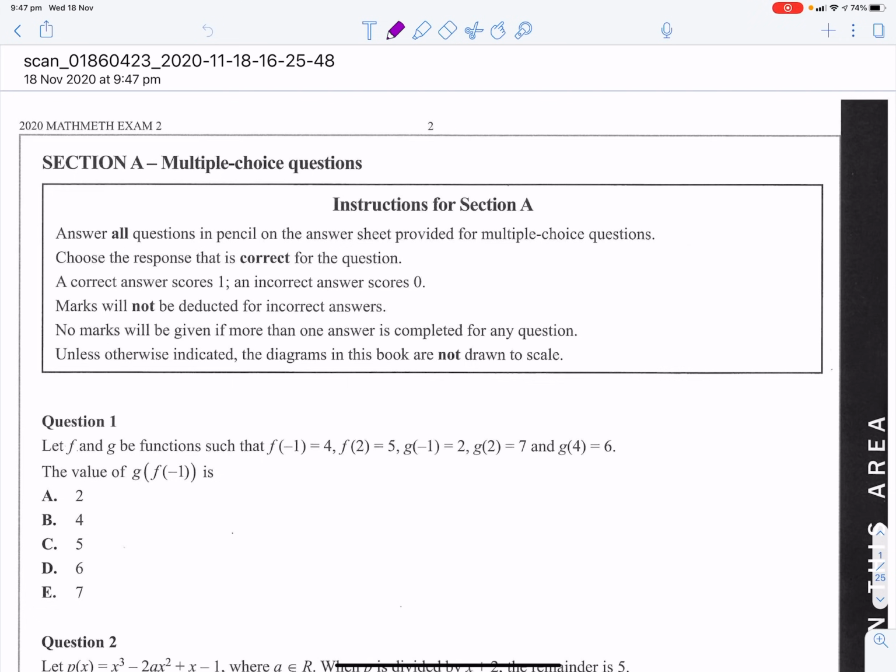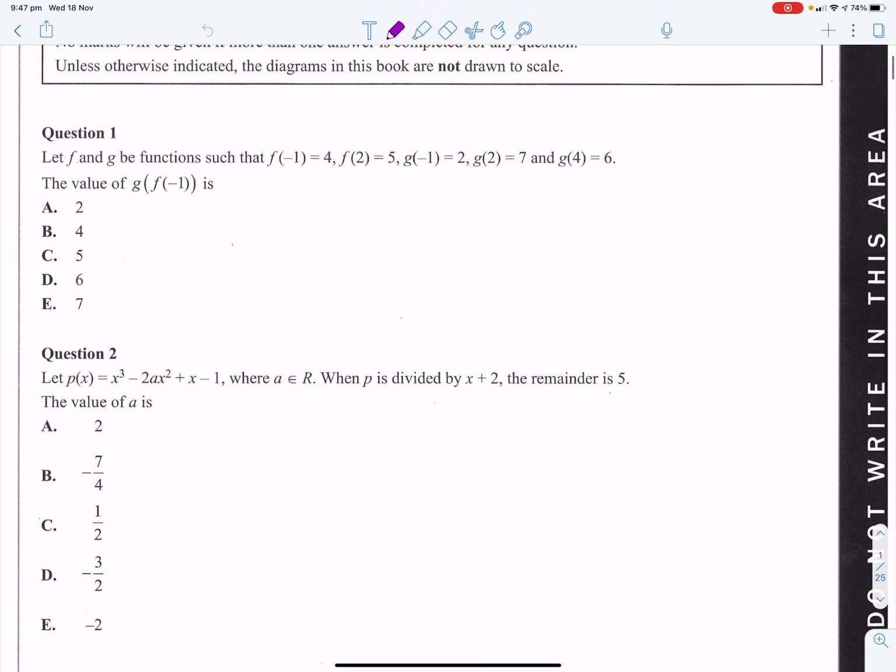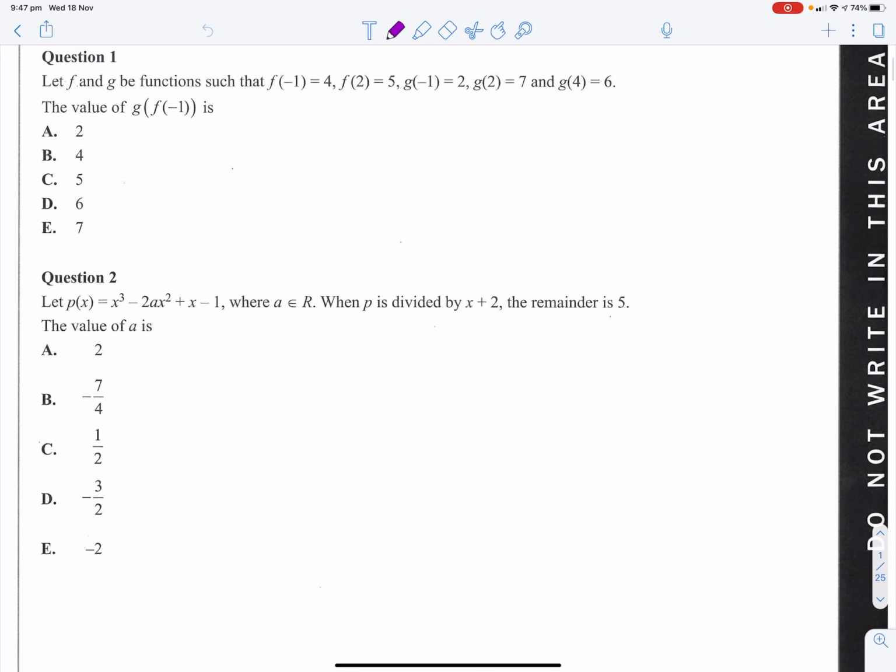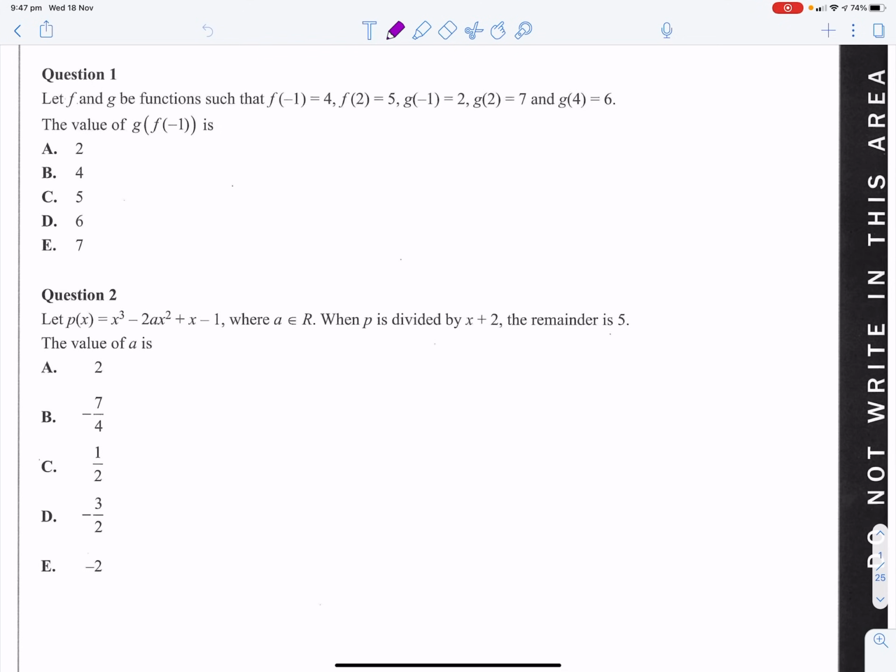I don't know how much I'm going to get through tonight. I might just do the multiple choice. My brain's a bit fried from doing 50 million questions with students these last couple of weeks. So, let's have a look. I haven't spoken to many students.